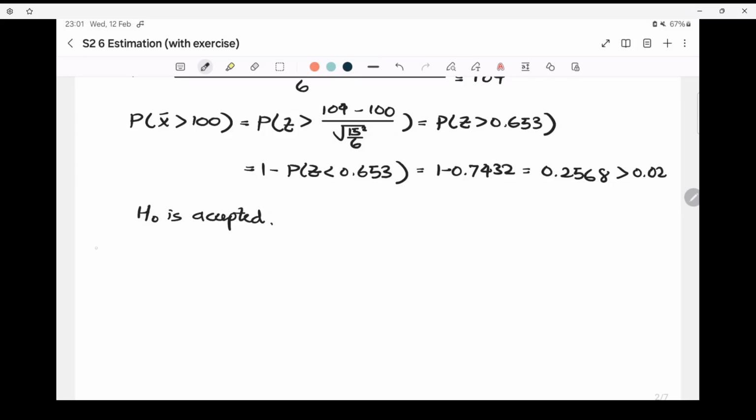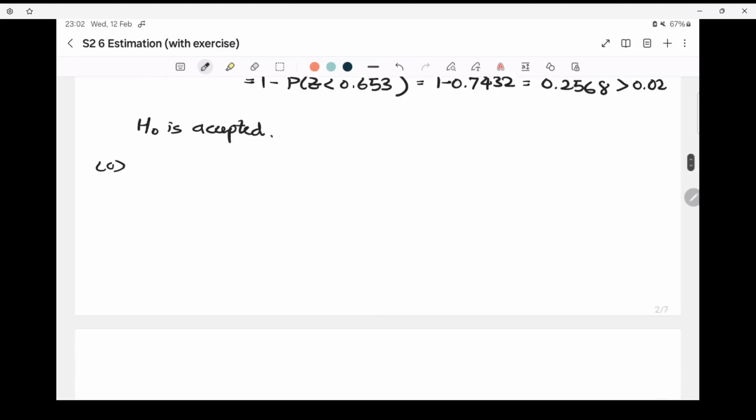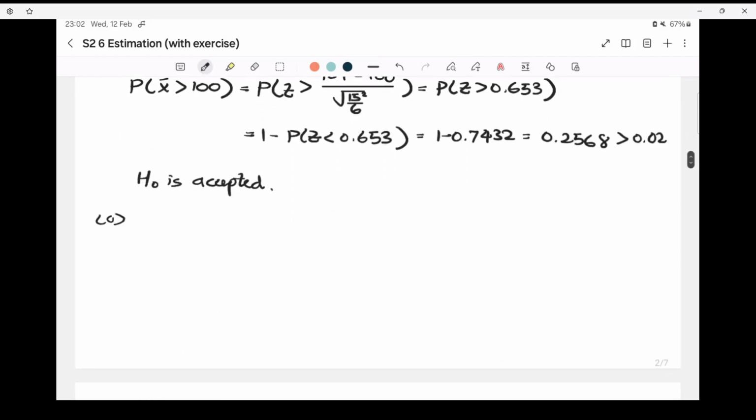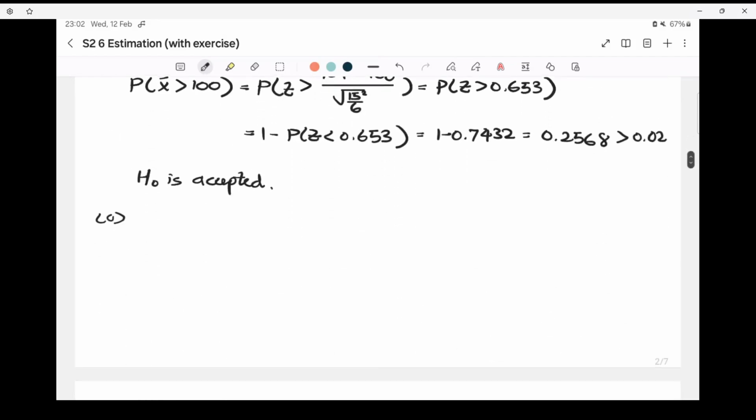Okay? So based on the observation of part A and part B, what can you say about this whole test? The question basically asks whether your answers to A and B are reliable or not. So basically what you can say is, if your sample size is small, the test is not reliable.